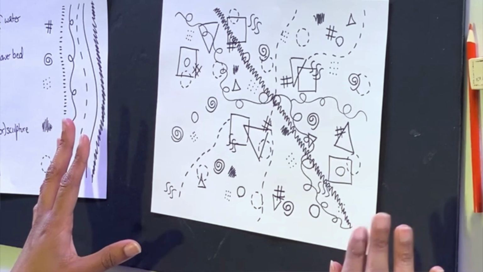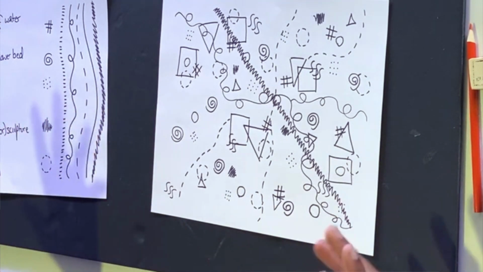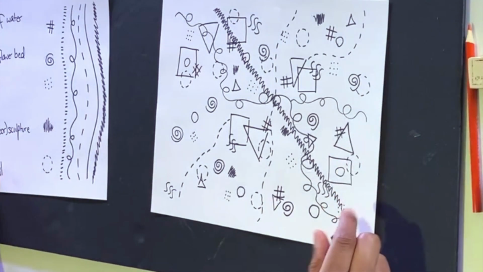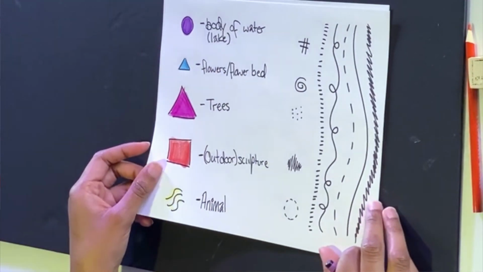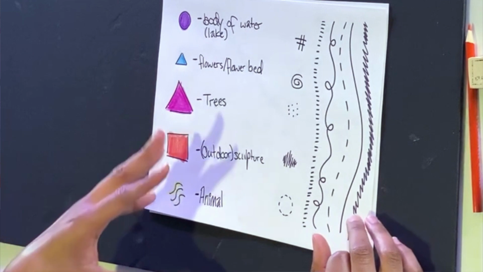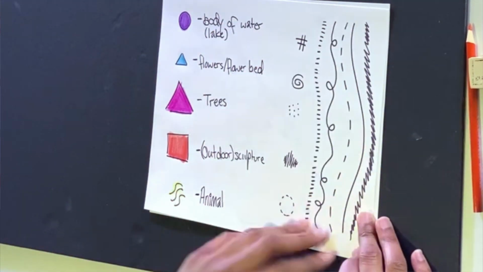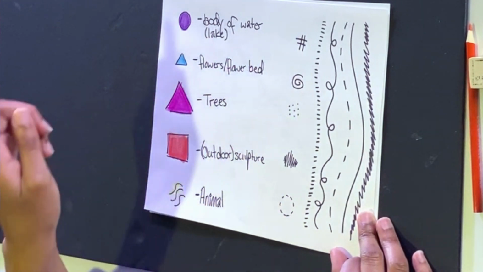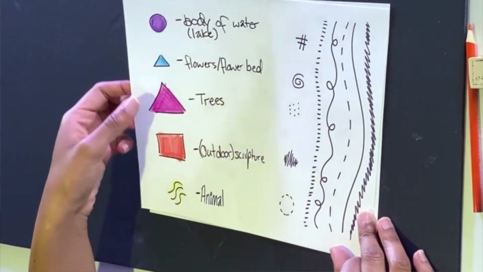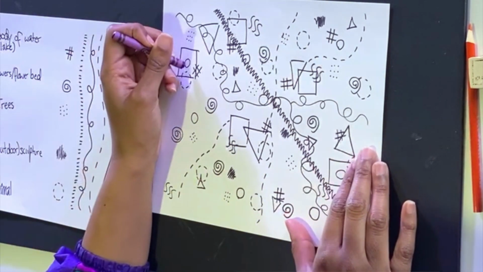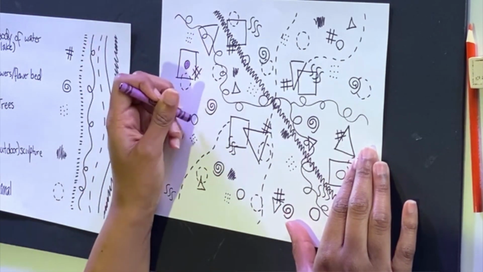So I'm going to start coloring everything. With my body of water, looking back on my legend here, which includes all of our symbols and what everything's assigned to, aside from our line work and our unassigned symbols, we have our body of water here, which is a purple circle. So I'm going to go in with all my circles and color them purple.